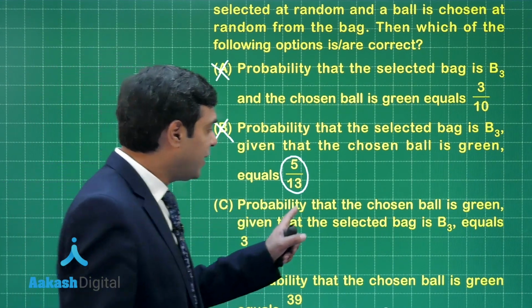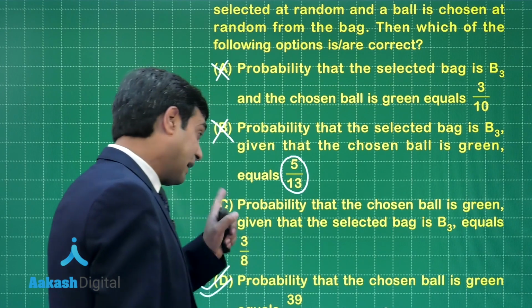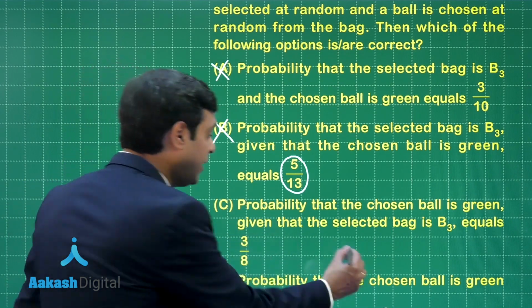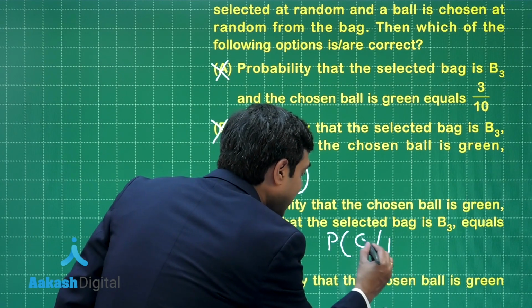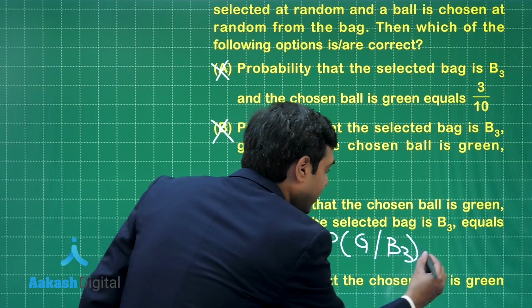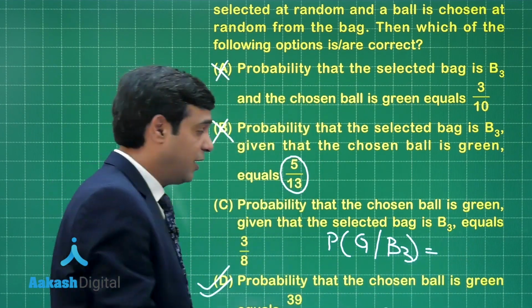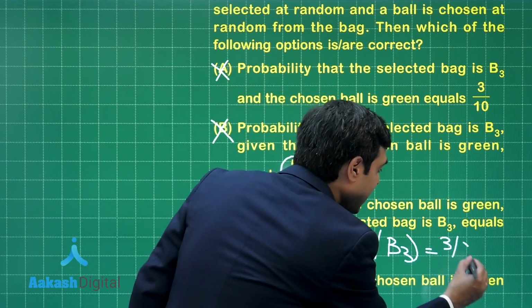Next, probability that the chosen ball is green given that the selected bag is B3, meaning I am saying probability of green while we have selected bag 3. When we have selected bag 3, it is clearly 3 by 8 here.